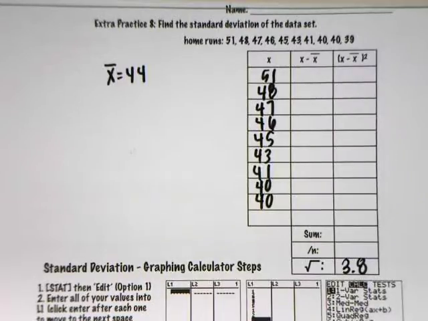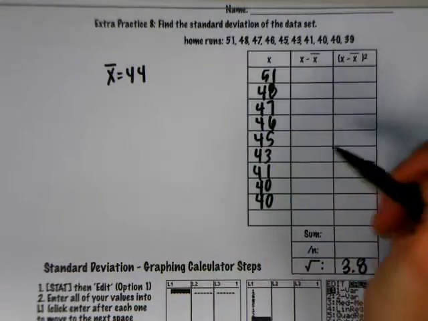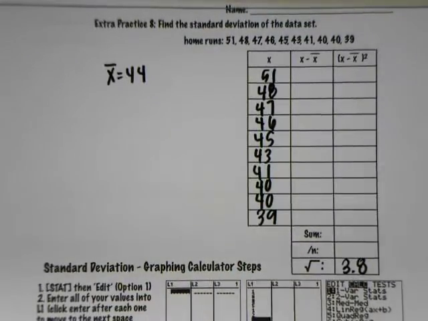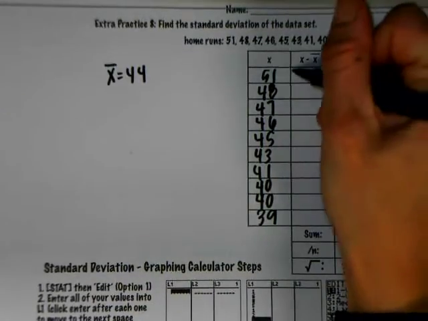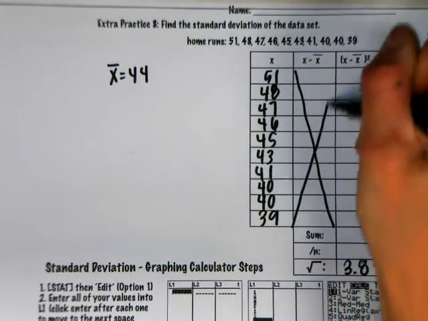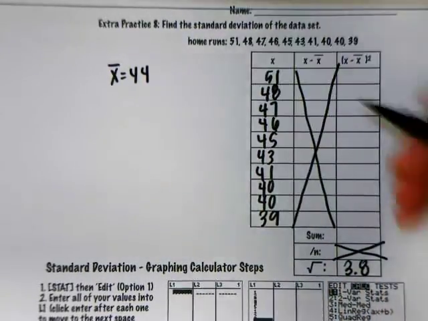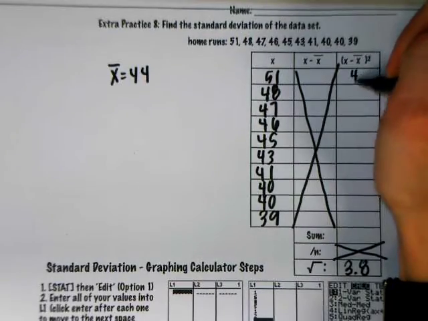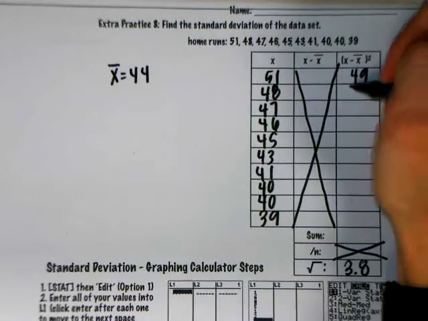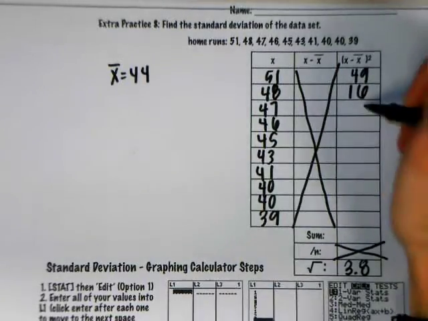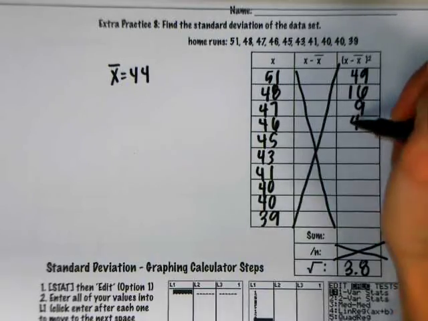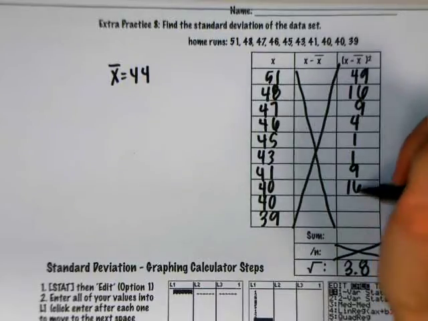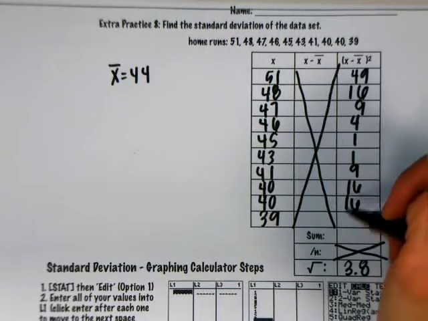Just use your judgment. That's the only reason we did 14 last time, because it was like 13.997, so no matter what they all just kept pushing it up. Okay, and then this one we're going to get rid of. Okay, so for this you get 49, 16, 9, 4, 1, 1, 9, 16, 16, 25.